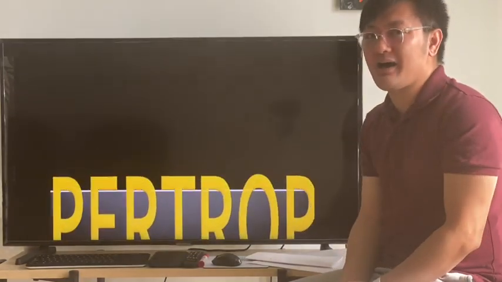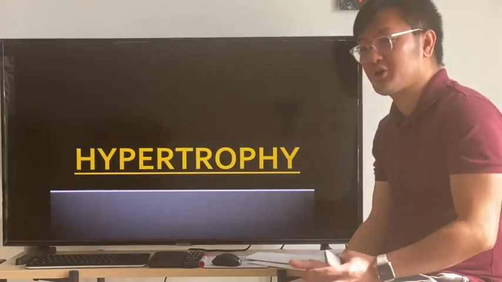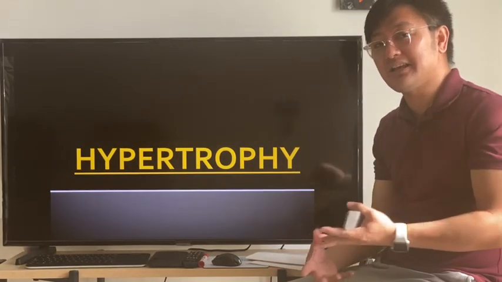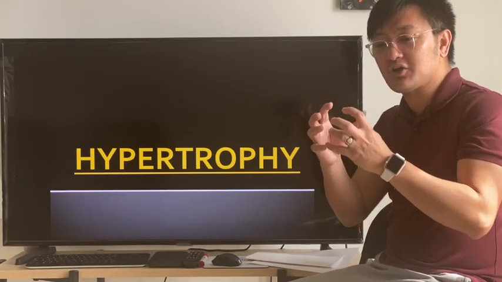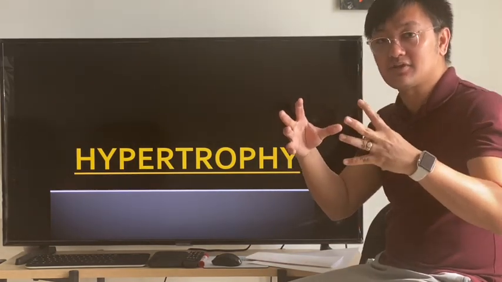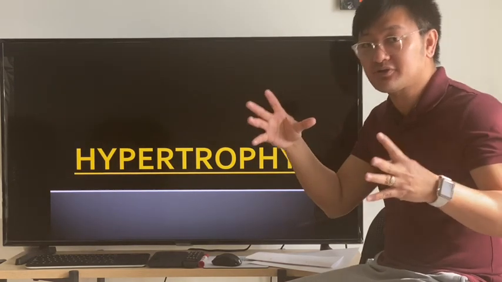Next, let's talk about hypertrophy or enlargement. Hypertrophy refers to increase in the size because there's an increase in the size of the cell. So when the cell increases its size, it follows that the organ also increases its size. There's what we call enlargement, called hypertrophy.